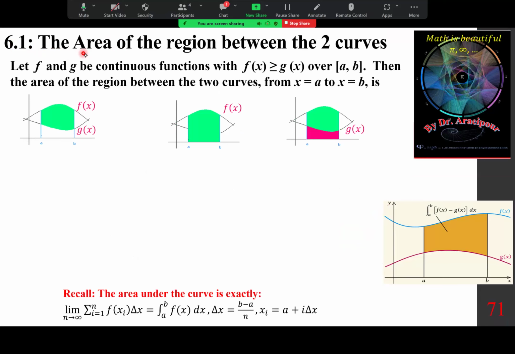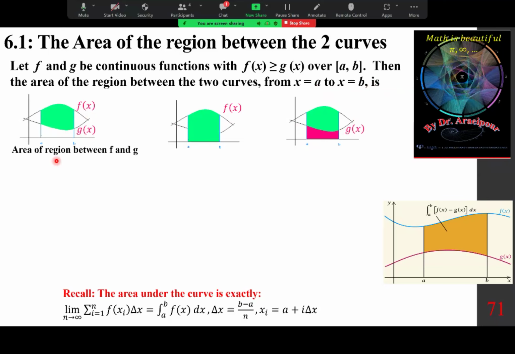6.1, the area of the region between two curves. Let f and g be continuous functions with f of x larger than or equal to g of x over the closed interval a to b. Then the area of the region between the two curves from x equals a to x equals b is... So the top one is the f function, the bottom one is the g function. So this is the area below f, this is the area below g, and this is the area in between.